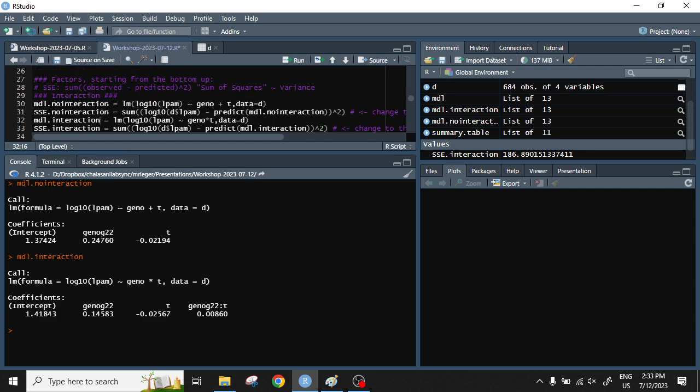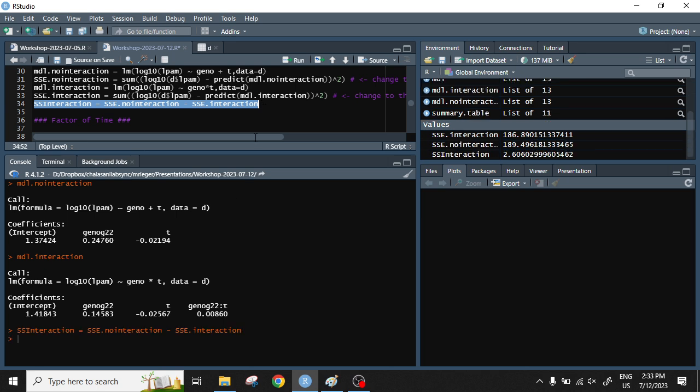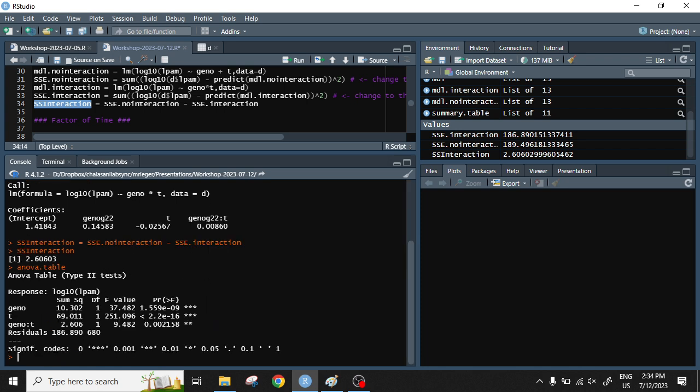So if you look at both of those things, which is this SSE interaction term, if you take that no interaction minus that interaction term, you come up with exactly this 2.60603 number, which is the number that is in the ANOVA table. So you can see that right there, 2.606. 2.606 is just the difference between the error in not having an interaction term and the error in having an interaction term, whether or not you include that.